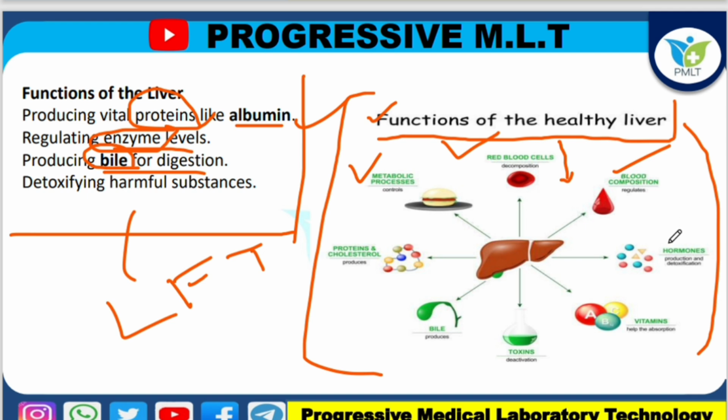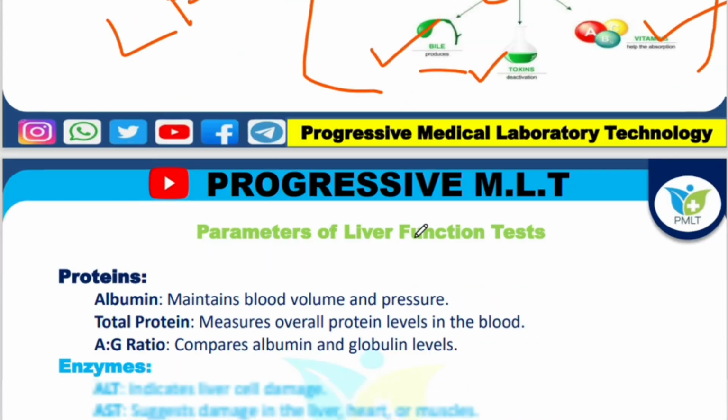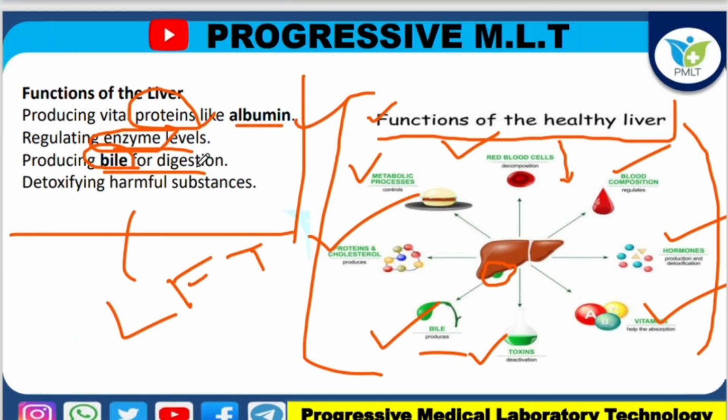After that, the liver produces various types of hormones, and the liver produces vitamins. The liver mainly detoxifies toxin particles, and the liver mainly produces bile which is stored in the gallbladder, right? Okay. After that, the liver helps in the production of protein; the liver is required for the synthesis of protein. That's all about the functions of the liver. Now it is high time to discuss the parameters. You can relate the functions with the parameters.